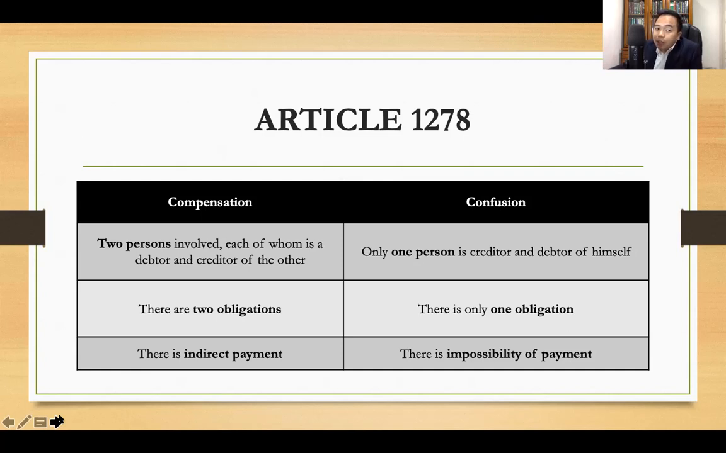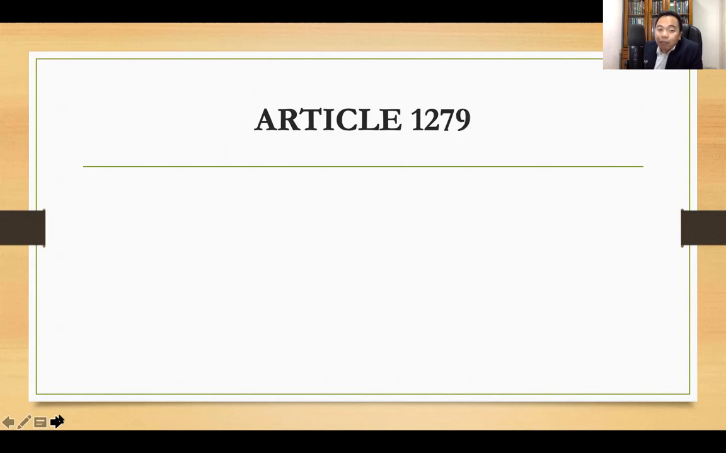Now again, in compensation, there are two persons involved, but in confusion, there's only one person involved. There are two obligations in compensation. Dalawa. One in the creditor and one in the debtor. But in confusion, there is only one obligation. Third, there is indirect payment in compensation, and in confusion, there is impossibility, or I will say impracticality of payment.